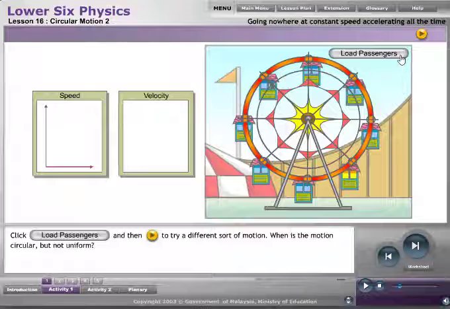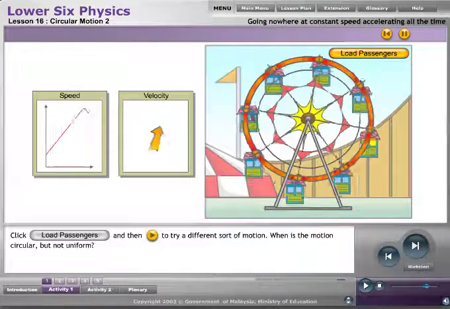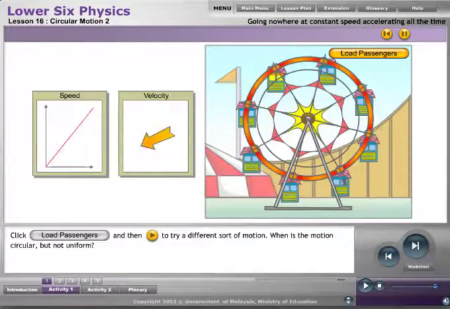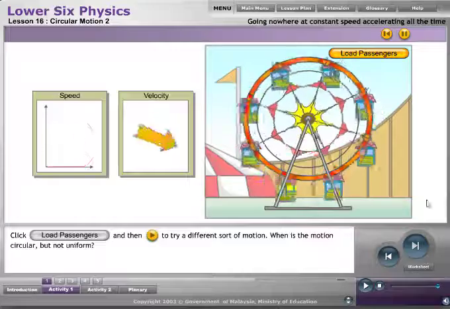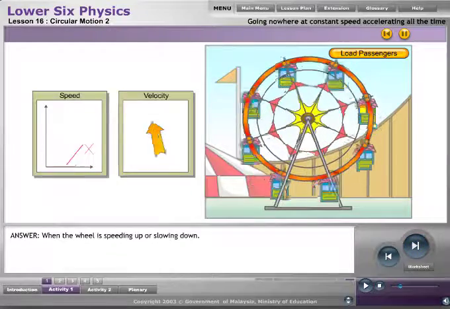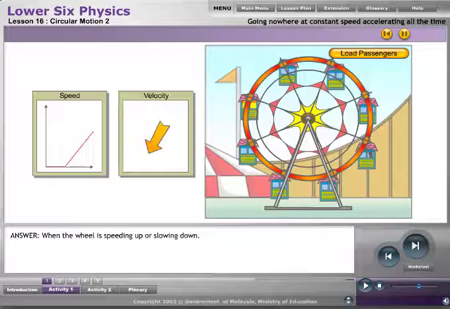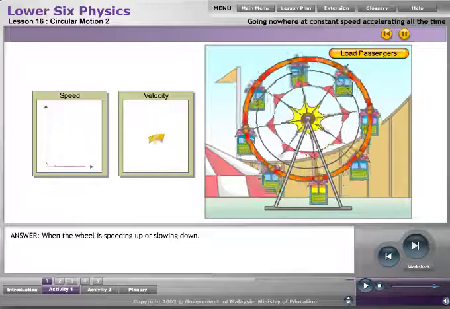Click Load Passengers and then Play button to try a different sort of motion. When is the motion circular but not uniform? Answer: when the wheel is speeding up or slowing down.